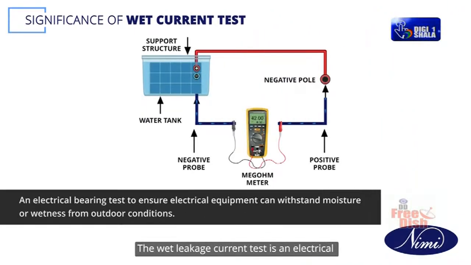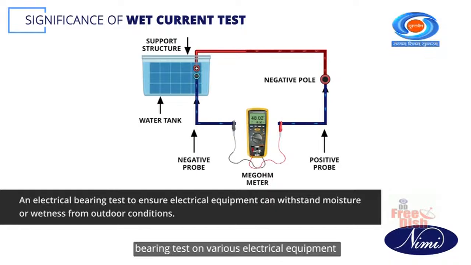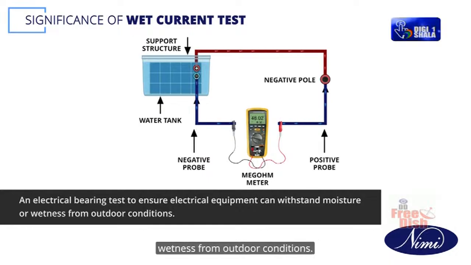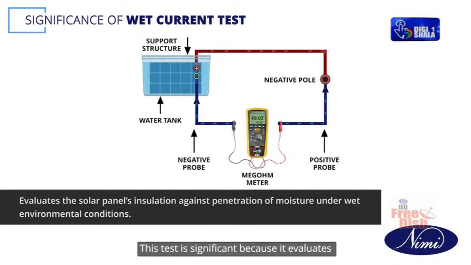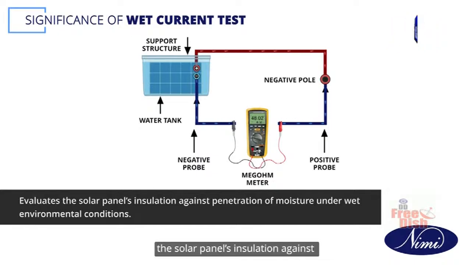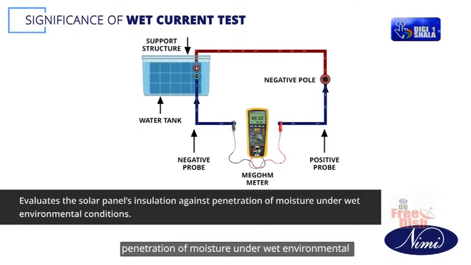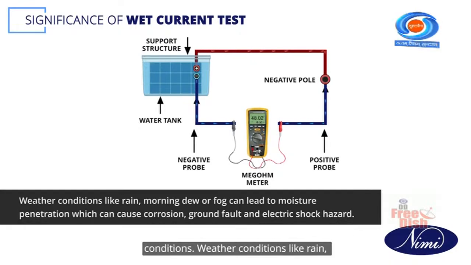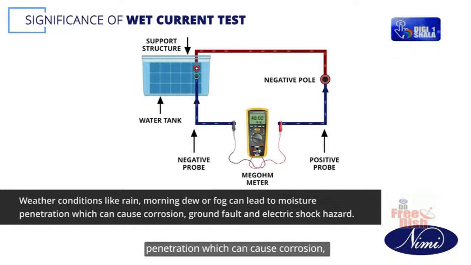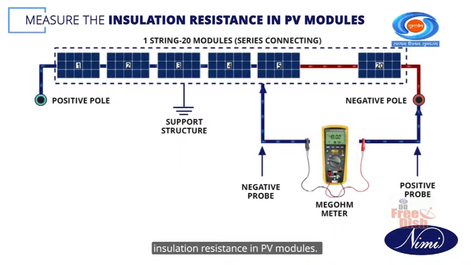The wet leakage current test is an electrical test on various electrical equipment to ensure it can withstand moisture or wetness from outdoor conditions. This test is significant because it evaluates the solar panel's insulation against penetration of moisture under wet environmental conditions. Weather conditions like rain, morning dew, or fog can lead to moisture penetration, which can cause corrosion, ground fault, and electric shock hazard. Here comes the procedure to measure the insulation resistance in PV modules.